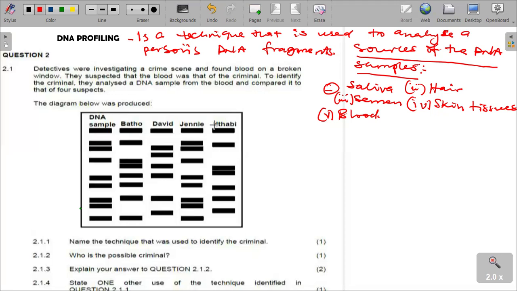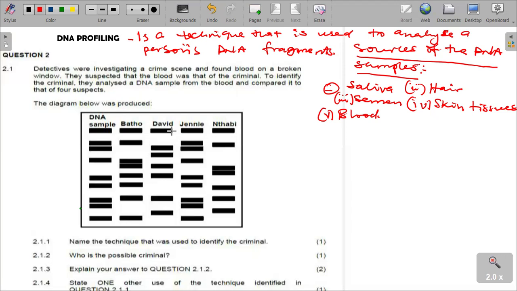One thing that you should understand is that each person has his own set of DNA, except in cases of identical twins. Identical twins can have matching DNA. So let us quickly answer these questions, and then we can move forward. I've given you the sources, so let's quickly answer the questions.